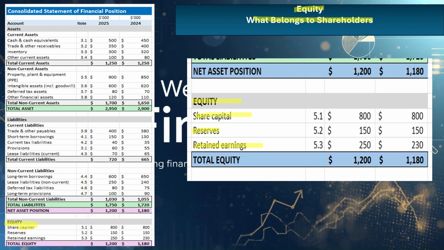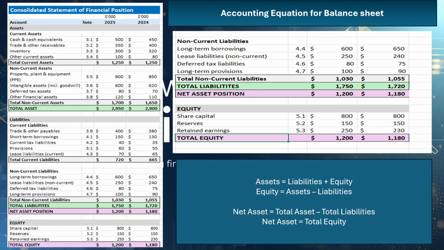Reserves include asset revaluations, FX translation, and share-based payments. Consistent equity growth over time generally signals a healthier, more valuable company with sustainable business practices. Net assets show the value of the company that belongs to shareholders after paying off all debt.